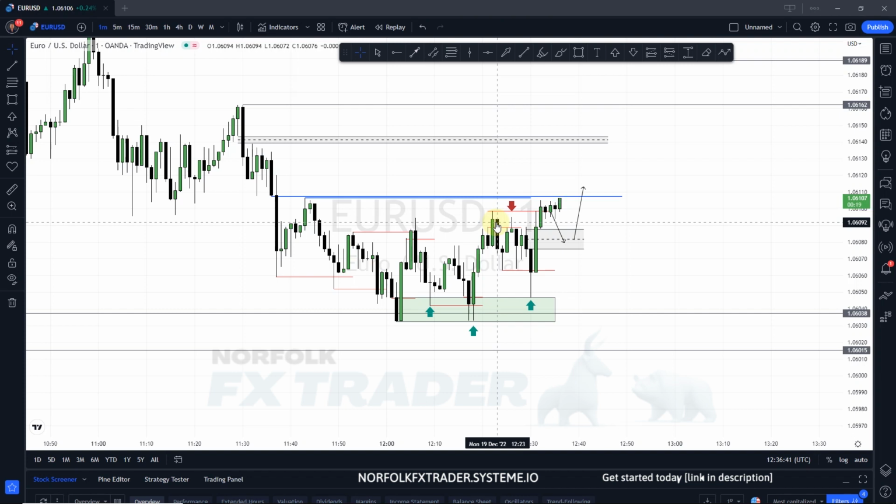So it looks like we might not get that pullback. There we go. We've just taken this previous high and we filled this imbalance. Now, if we get a close through there, we want to see price closing. Here we go. We've got a manipulation at the high.